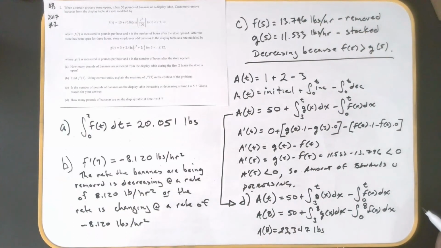So, once again, AB exam, year 2017, question number 2, a 2 rates question, 2 rate style, and this one was the rate bananas are placed on a table, the rate bananas are taken off of a table. The day begins with 50 pounds, and just manipulating your knowledge as the problem goes.